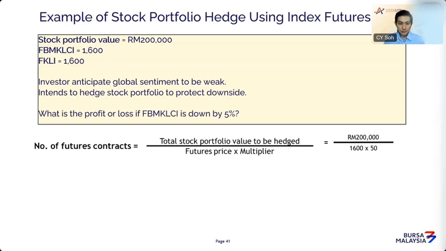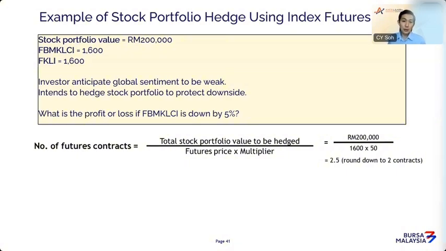What you need to do is, you already know that at the point of time before you hedge, your stock portfolio value is 200,000. And on that day itself, before you execute your futures contract, the futures is trading at 1,600. As you know, for FKLI, per point is $50. So you take 1,600 times 50, and you take 200,000 divided by this. The answer you will get is 2.5 contracts. Of course, when we trade futures, we always round it down to the round number, which is 2 contracts.